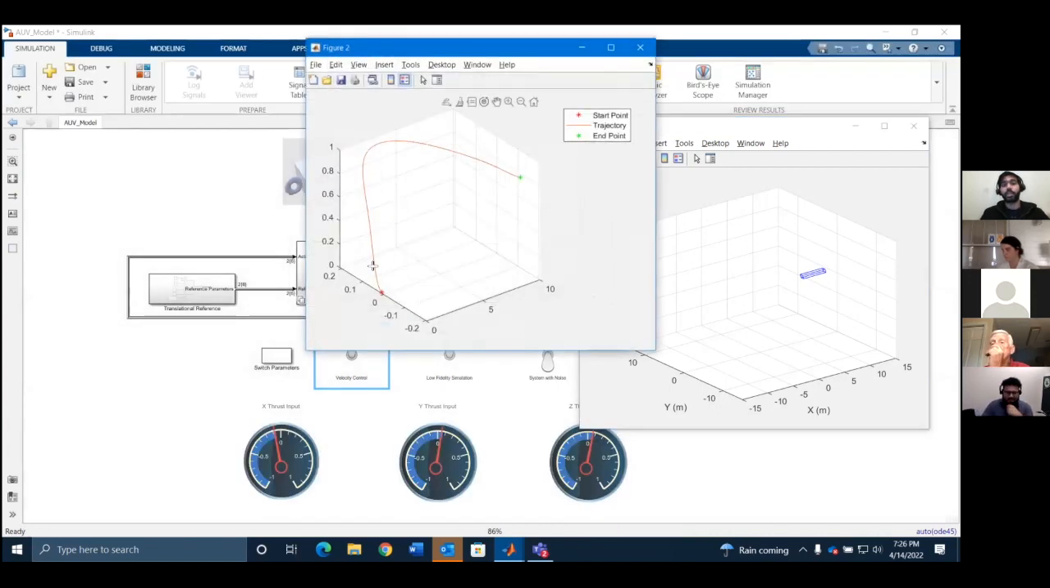So this is the trajectory that we have provided. This transitional reference block is providing this trajectory.